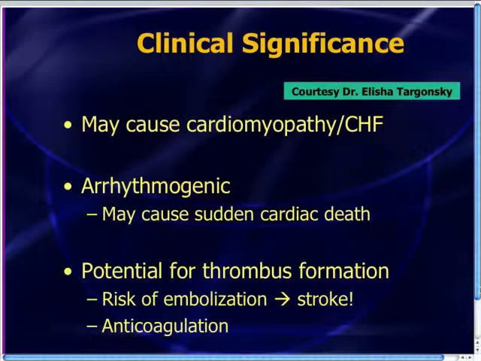Clinical significance of an aneurysm: you can get poor ejection fraction, CHF, cardiomyopathies, you can get arrhythmias, you can get death, the worst complication of all, and also embolization. Don't forget, because you've got this aneurysm that's not beating, you can get clots forming in there, and typically these patients need to be on anticoagulation.